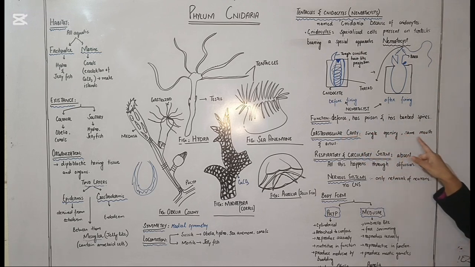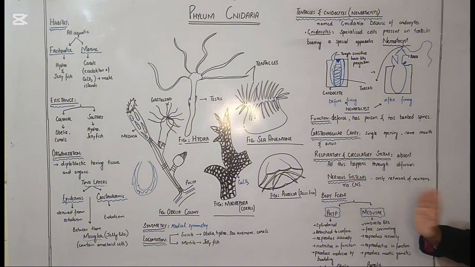The gastrovascular cavity is single, with the same opening serving as mouth and anus. There is no respiratory or circulatory system present in them, and there is no CNS in them. The nervous system is present only in the form of diffuse neurons.